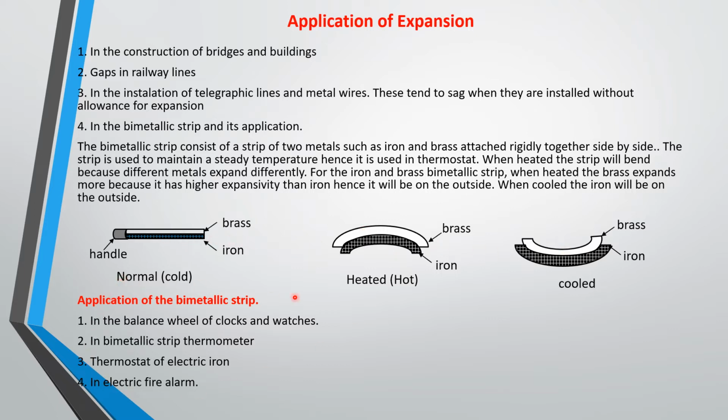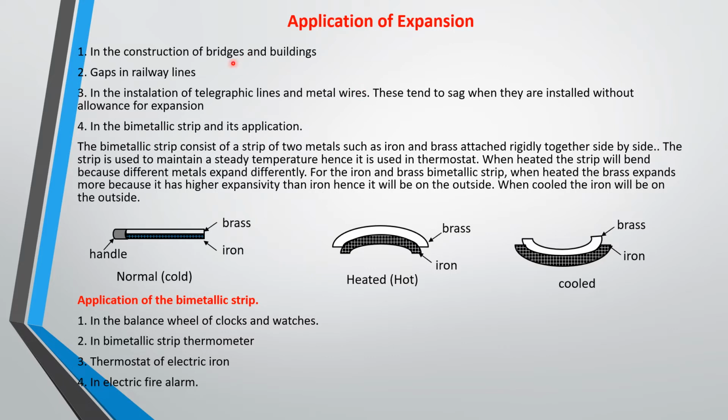So the bimetallic strip is applied in the balance wheel of clocks and watches, in bimetallic strip thermometer, thermostat of electric iron, and electric fire alarm. These are the areas where the bimetallic strip is applied. I hope this is clear.